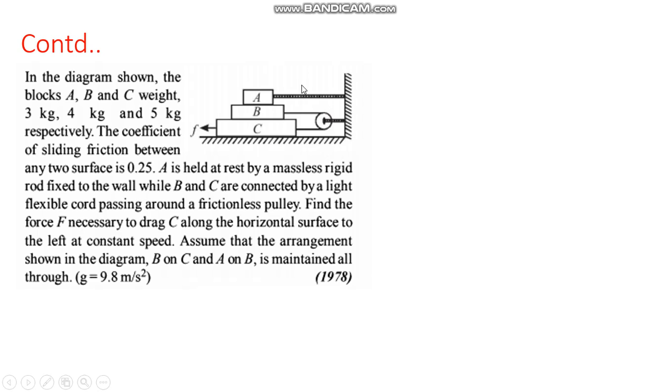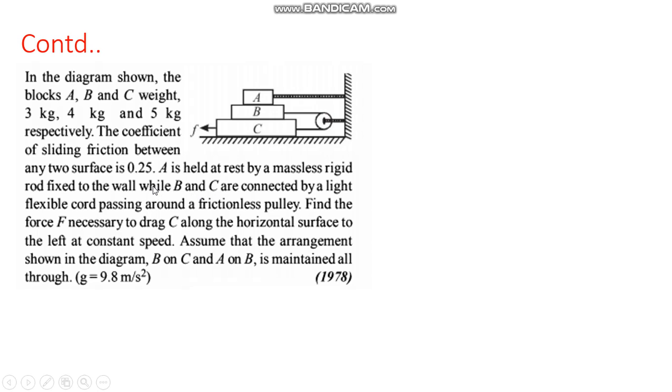There is a rod over here, and there is a cord which is connected to a pulley. Find the force F necessary to drag C along the horizontal surface to the left at constant speed. So this constant speed we have to note. Assume that the arrangement shown in the diagram, B on C and A on B, is maintained all through. That means it is moving as a block.